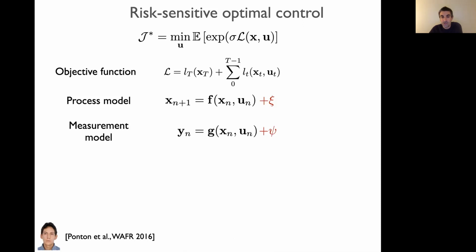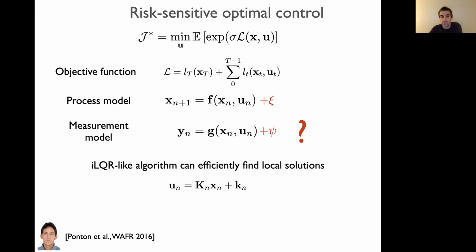Now if you want to look at the details, look at the paper, but the key idea is that if you solve that, we can come up with an LQR-like algorithm that is very efficient as well. So now we can also find a controller that looks the same as before.